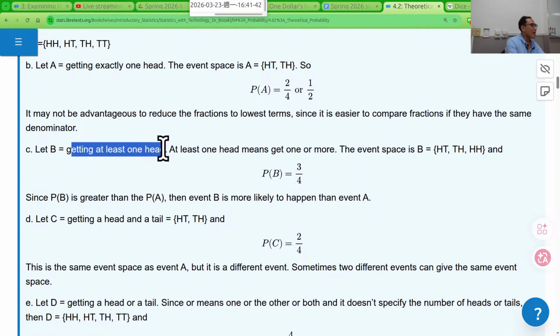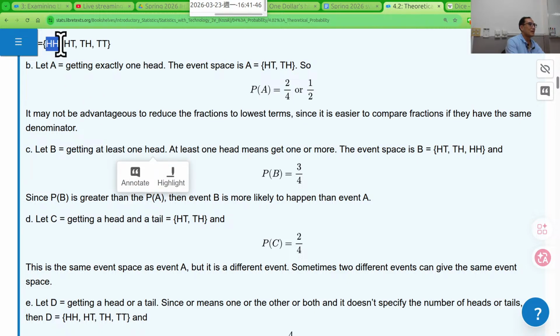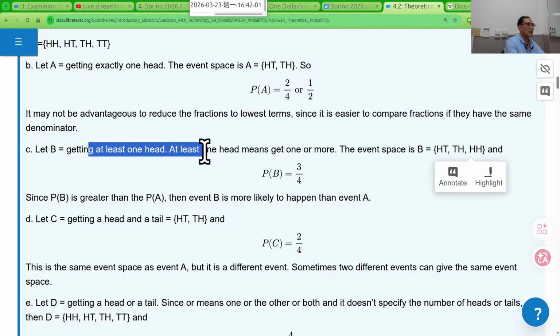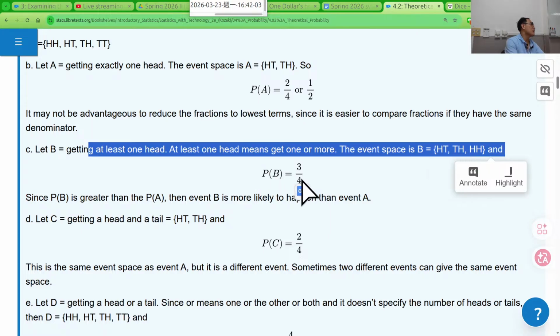Okay, just one more. Getting at least 1 head. We can find the sample space here. Head-head, yes. Head-tail, yes. Tail-head, yes. Tail-tail, no. So there are 3 outcomes that fit the criteria of question C. Thus, the probability is 3/4. Okay, I think I can stop here.